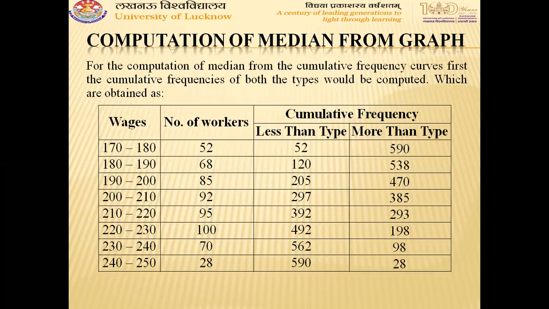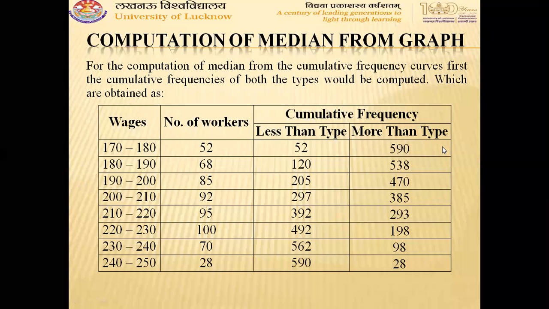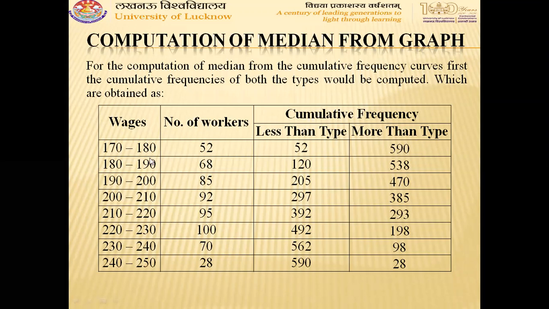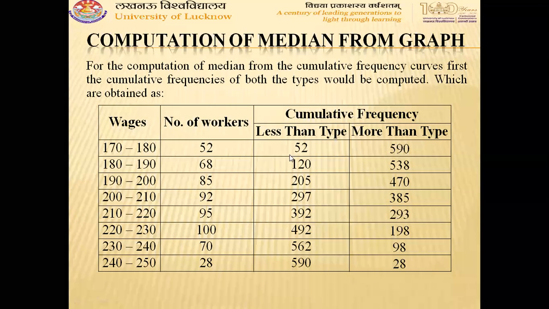So first, for drawing the cumulative frequency curve of both the types, the cumulative frequencies must be calculated. So I have calculated the cumulative frequencies of less than type and more than type, or you can say less than type and greater than type. So I am repeating again how these cumulative frequencies are calculated. First, less than type cumulative frequency.